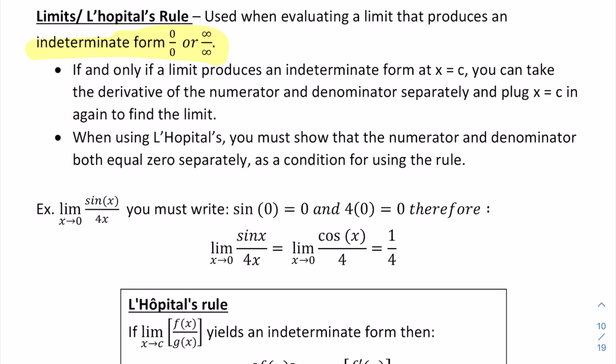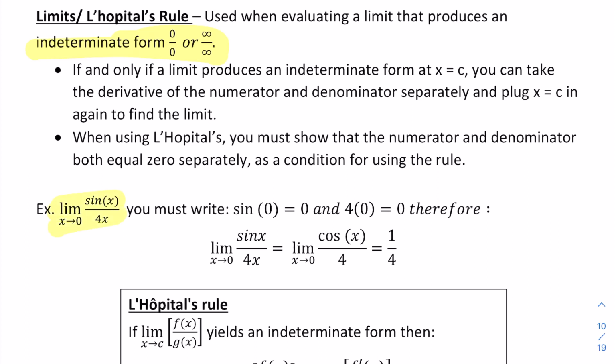And what L'Hopital's rule says you can do is go ahead and take the derivative of the numerator and the denominator and then apply that limit, right? But this can only be used if you get 0 over 0. So you're going to have to show on your FRQ that you checked to make sure that the numerator and denominator were both 0.